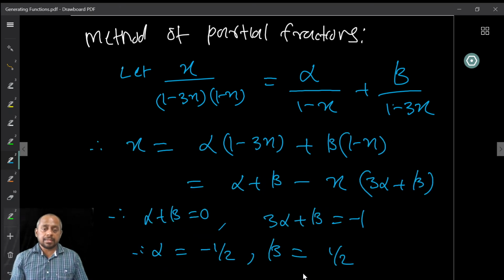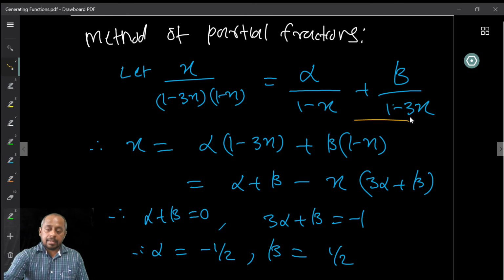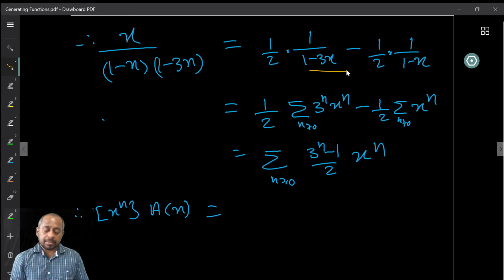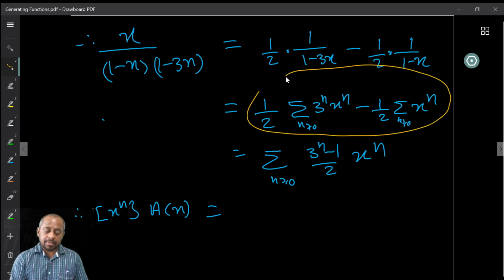Once we have this, we can substitute it in this equation, and then we get x by 1 minus x into 1 minus 3x is 1 by 2 into 1 by 1 minus 3x minus 1 by 2 into 1 by 1 minus x. So therefore, this is going to be 1 by 2 into this, which we already know, right?